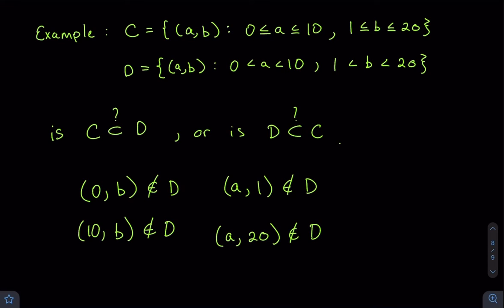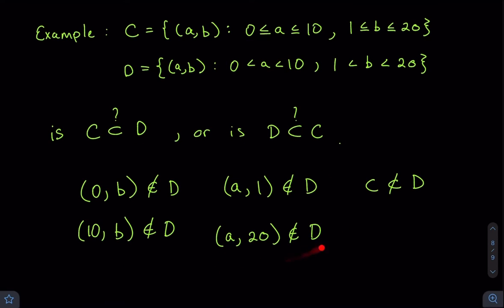But it only takes one element to show that a set is not a subset of the other. Here we have 4, but we only needed to show 1. So set C is not a subset of set D because there is at least one element, or at least one point, in set C that is not present in set D.